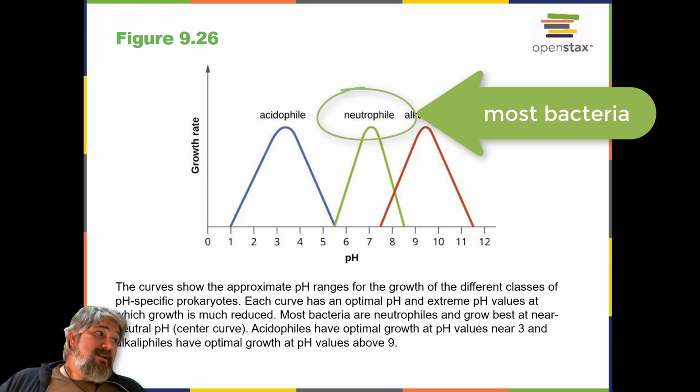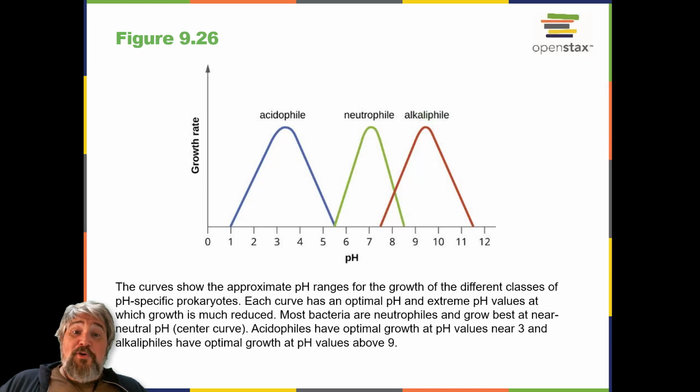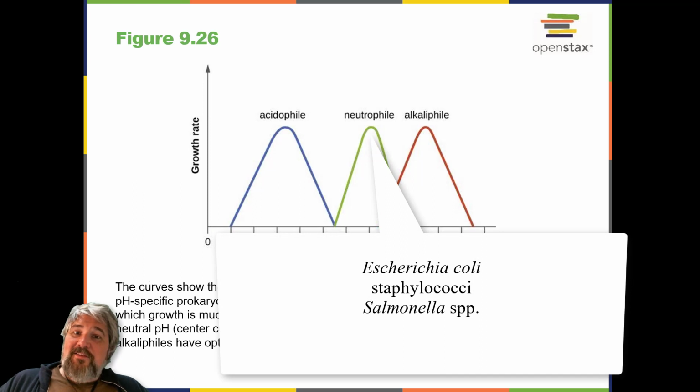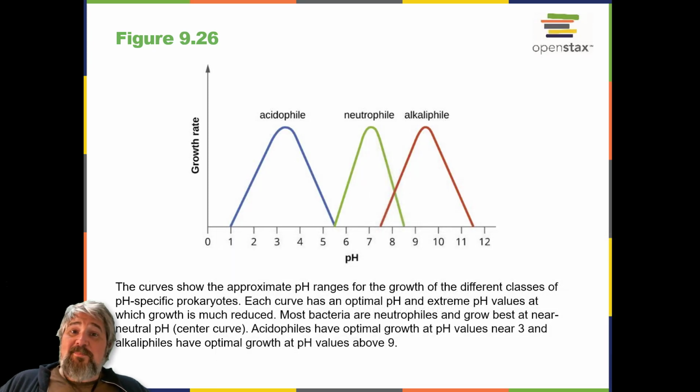And see this figure right here. Most of them are neutrophiles. Most familiar bacteria, like Escherichia coli, Staphylococci, and Salmonella species, are neutrophiles and do not fare well in the acidic pH of the stomach. However, there are pathogenic strains of E. coli, Salmonella typhi, and other species of intestinal pathogens that are much more resistant to stomach acid. In comparison, fungi thrive at slightly acidic pH values of 5.0 to 6.0.